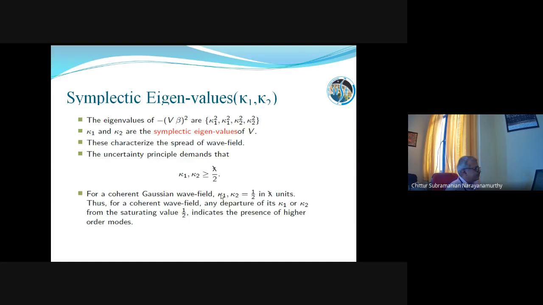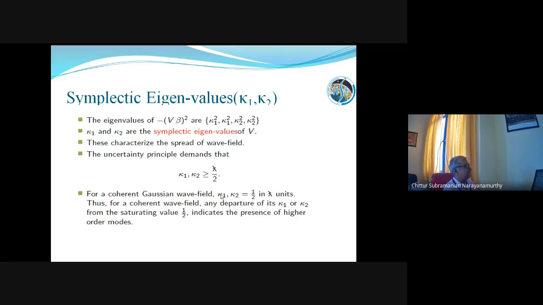What are the symplectic eigenvalues? We can also measure the symplectic eigenvalues of V, beta square, in terms of the actual eigenvalues, which give the spread of the light beam: kappa 1 square, kappa 2 square. Actually, the symplectic eigenvalue gives you the spread of the light beam. This kappa 1 is known as the symplectic eigenvalue of the variance matrix, and it characterizes the spread of the light field.